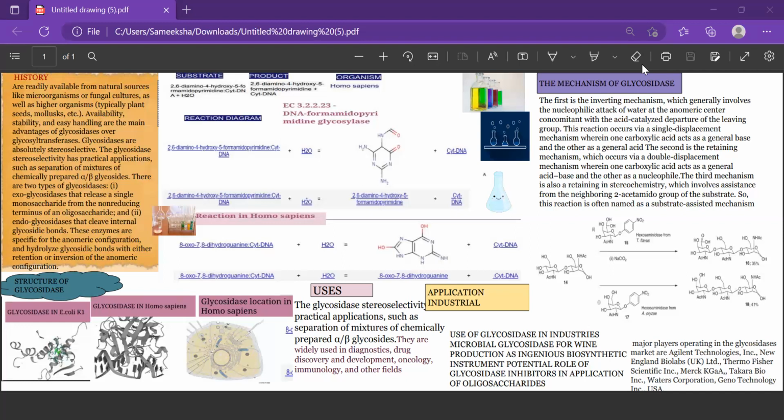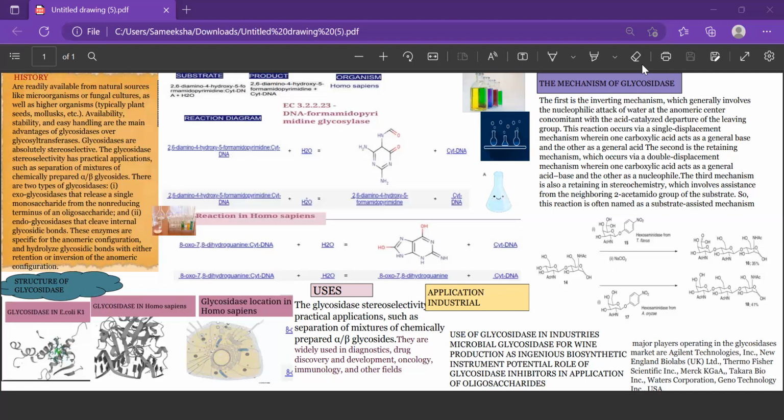Moving ahead with the classification, it is endoglycosidase and exoglycosidase. We have actually heard this terminology a number of times now. Endoglycosidase talks about the cleavage of internal glycosidic bonds, whereas exoglycosidases release a single monosaccharide from the non-reducing terminus of an oligosaccharide. This is a very pretty start where we got some knowledge about it.